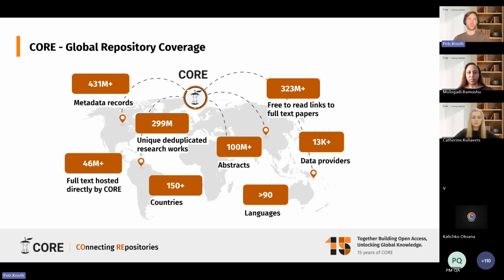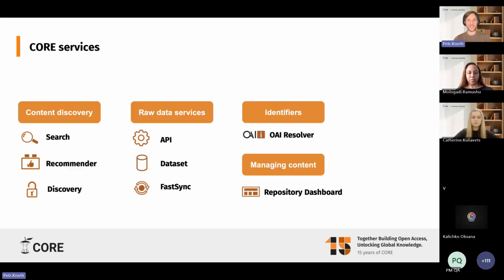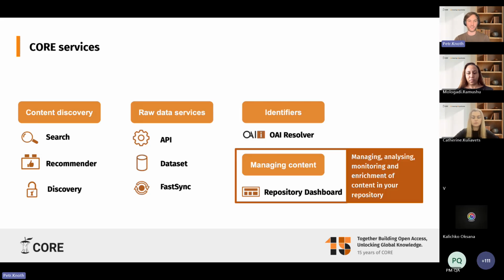Because not every metadata record necessarily corresponds to full text content available inside the repository, we are hosting full text for about 46 million items. So that's just some quick statistics about what is available in CORE's collection. There are many services that CORE provides. Basically, we provide services for content discoverability, for access to the data, for identifiers, and for the management of CORE's content. Today's webinar is not about the entirety of CORE. It is only about the repository dashboard.